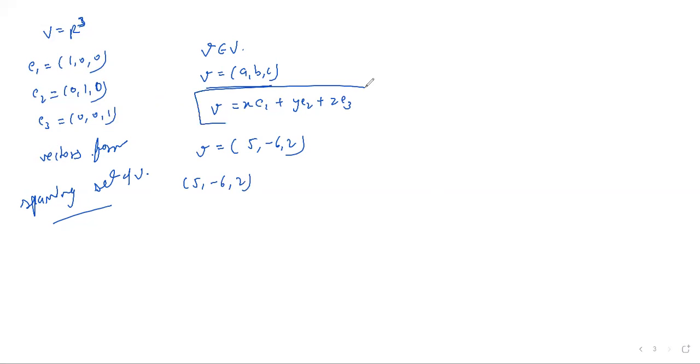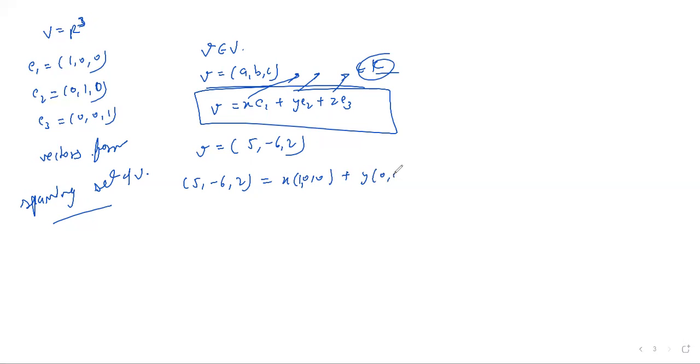To get the linear combination, I have to find the value of the scalars x, y, z, which belong to the field of scalars. So firstly I have to find the value of the scalars to get a proper linear combination. 5, minus 6, 2 equals x times 1 0 0 plus y times 0 1 0 plus z times 0 0 1. From this I get x equals 5, y equals minus 6, z equals 2.